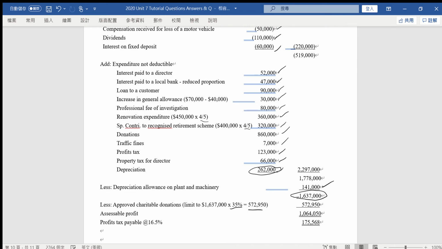maximum donation amount that can be allowed to deduct, 35%. The maximum is this amount, as you will find that the company donated more than that. That's why it is limited to this amount only. If not, then the actual amount. And lastly, you work out the assessable profit, and this year 16.5%, and the company is required to pay 175,568 profit tax to the Inland Revenue, to the Hong Kong government.